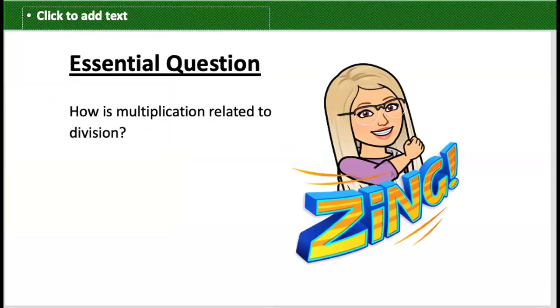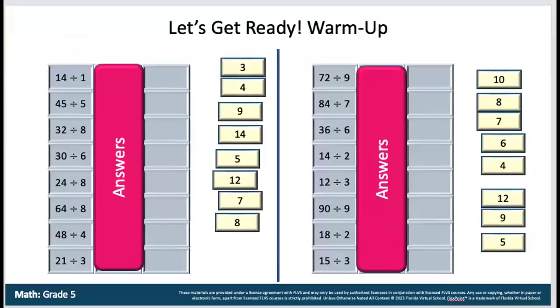Hopefully you're remembering that if we know that multiplication is repeated addition, the inverse operation of that is division, because division is also the same thing as repeated subtraction. So multiplication is related to division because they're inverse or opposite operations. So today we're going to be looking and solving some different division equations by using place values of 10 and our knowledge of math.